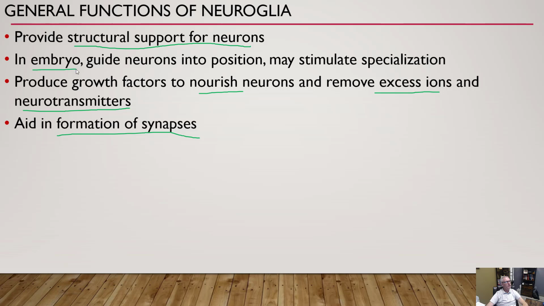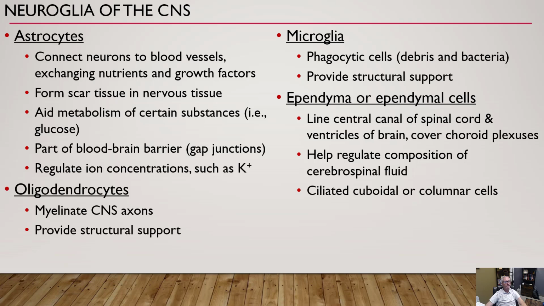And in the embryonic phases, they actually help guide neurons into the position that they're eventually going to be in. And they can help stimulate specialization of neurons. What type of neuron is it going to become? Is it going to become a bipolar neuron, a multipolar neuron, a unipolar neuron? So looking at the central nervous system, remember, we're going to have different neuroglia of the central nervous system versus the peripheral nervous system.